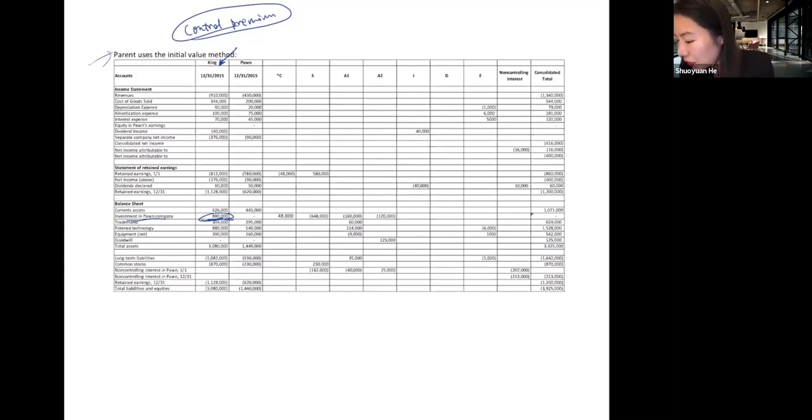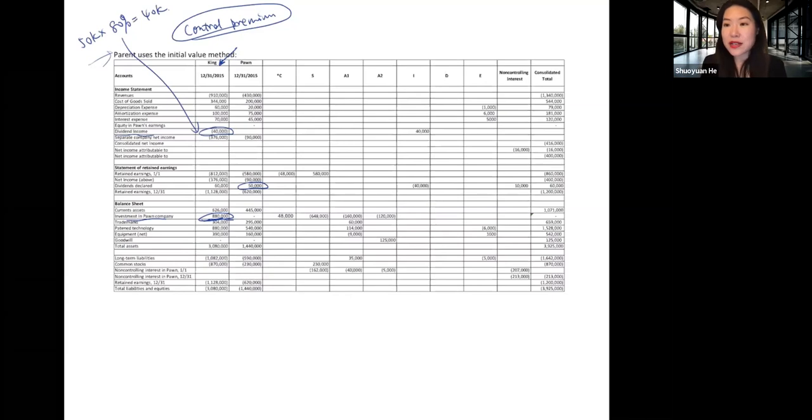And then you're going to have dividend income. The dividend paid out by the subsidiary to the parent will be recognized as dividend income by the parent. The subsidiary paid 50,000 dividend in the year, and 50,000 multiplied by 80% ownership gives us 40,000. So 40,000 can be recognized as dividend income by the parent.